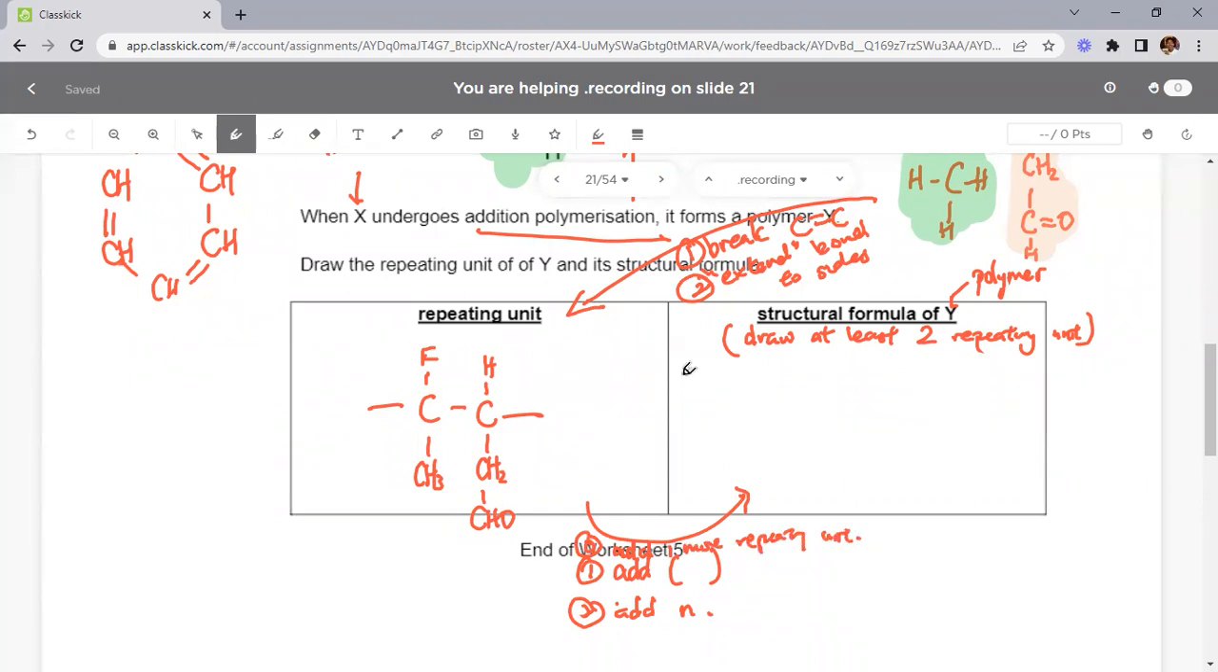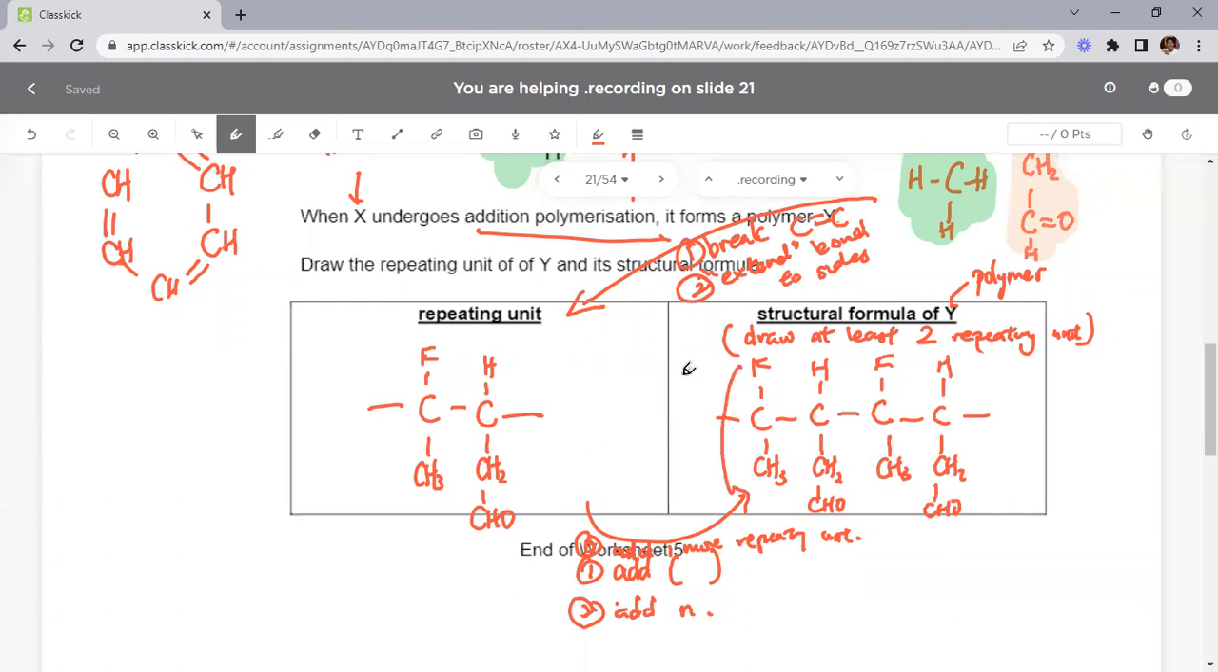So how does it exactly look? Because I want to draw at least 2 repeating units, so I'm going to draw 2 times of this. Okay, so first repeating unit that I'm drawing. So this is the first repeating unit. I'm going to draw the repeating unit one more time. Then I'm going to add the bracket. Then I'm going to add the n. Okay, so that's how you go about doing this.